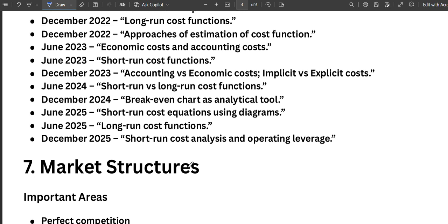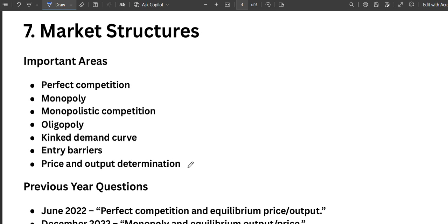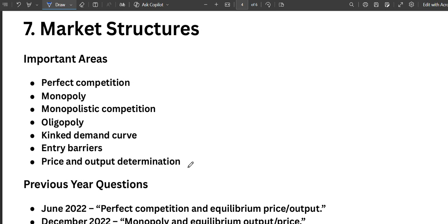Next thing is market structure. The market structures are compulsory topics for preparation. You should definitely study perfect competition, monopoly, and what happens in monopolistic competition. Oligopoly: what is oligopoly, where different players control the market. Then there is the kinked demand curve, entry barriers for the market, price and output determination.